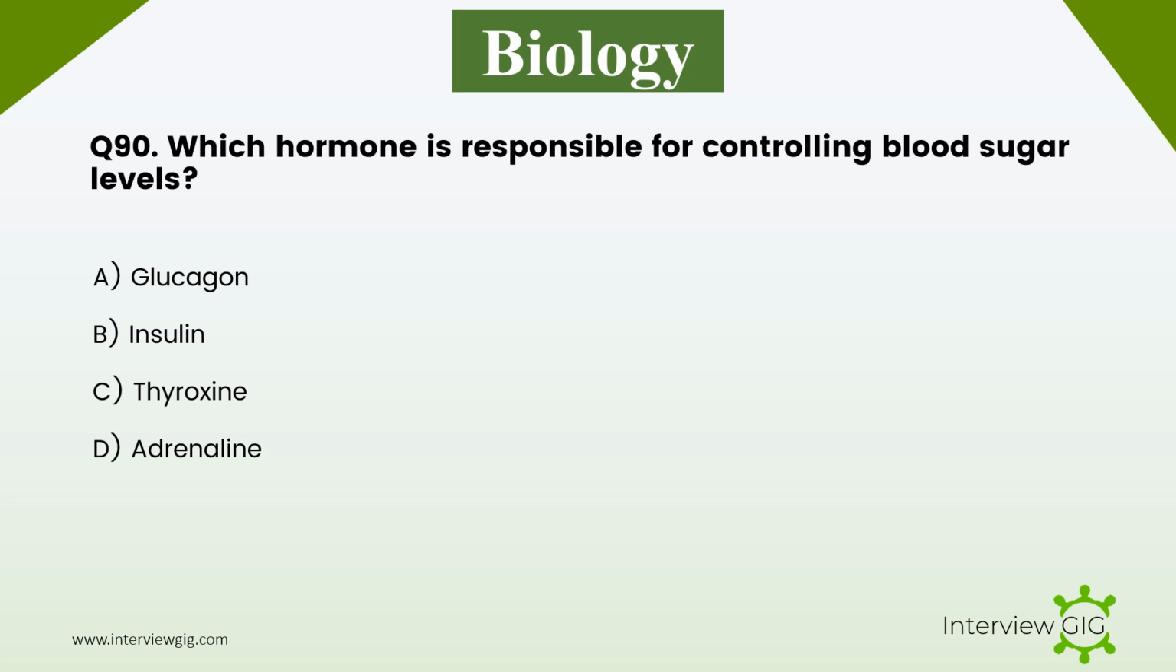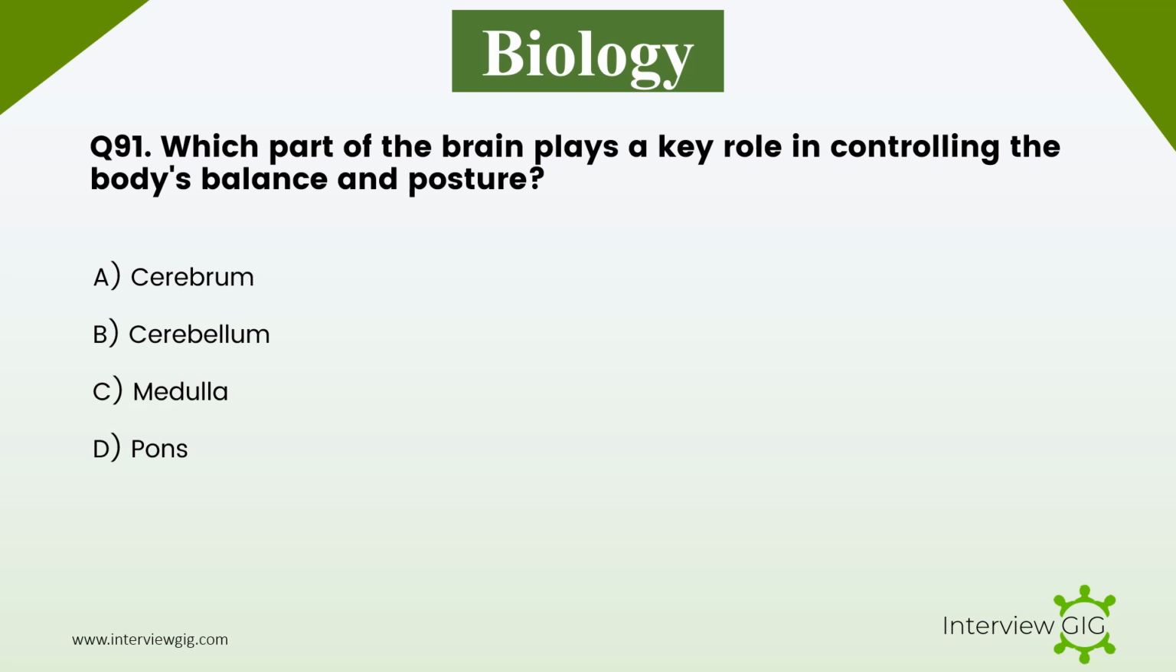human body. Which hormone is responsible for controlling blood sugar levels? A. Glucagon. B. Insulin. C. Thyroxine. D. Adrenaline. Answer B. Insulin. Next question. The cerebellum is a vital part of the brain responsible for maintaining balance and coordination.